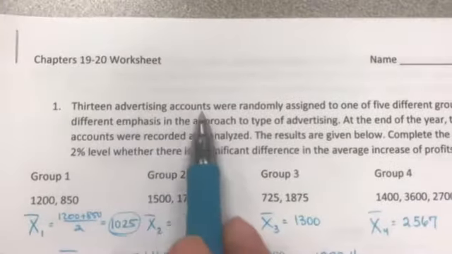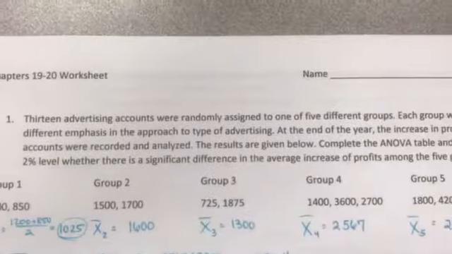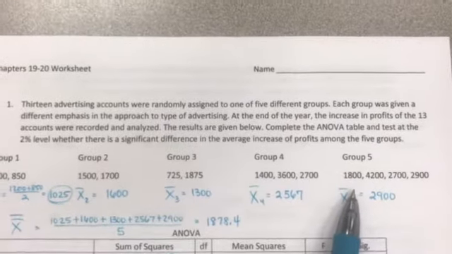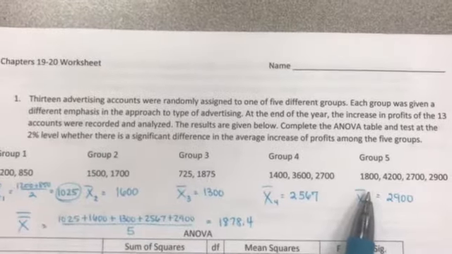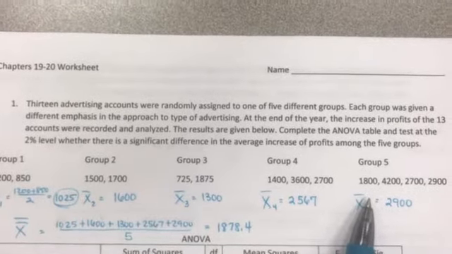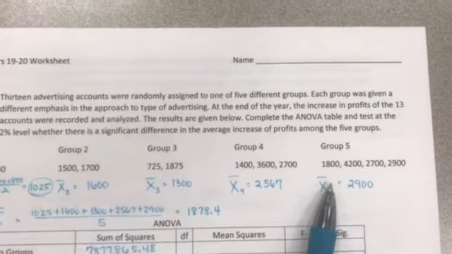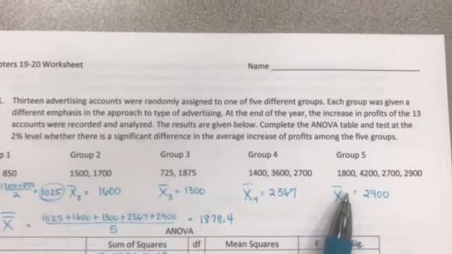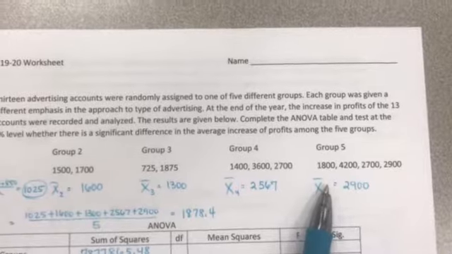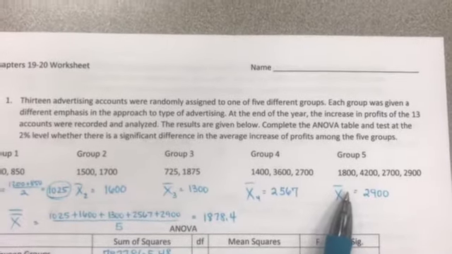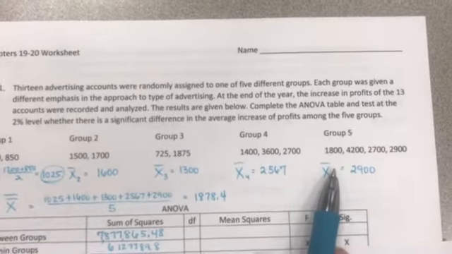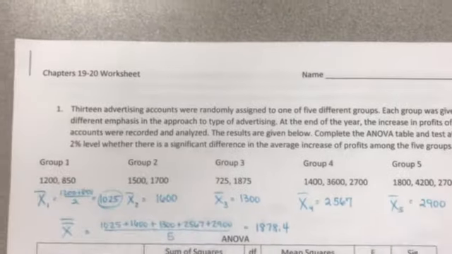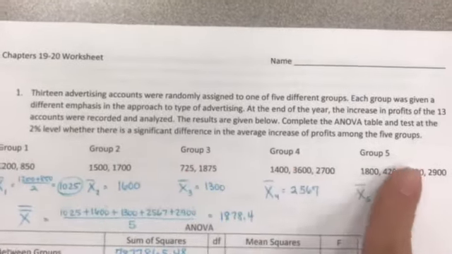We've got 13 advertising accounts randomly assigned to one of 5 different groups. Each group was given a different emphasis to approach in the type of advertising. At the end of the year, the increase in profits of the 13 accounts were recorded and analyzed. The results are given below. Complete the ANOVA table and test at the 2% level whether there's a significant difference in the average decrease of profits among the 5 groups. Okay, so you can see here we've got this divided up into 5 groups.